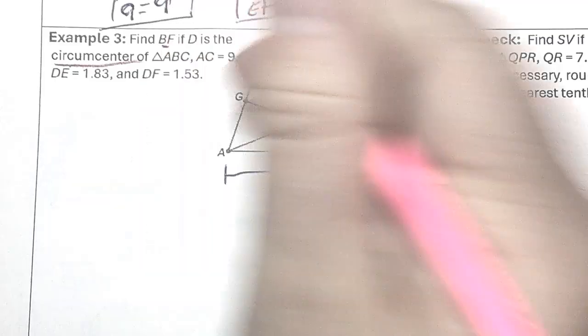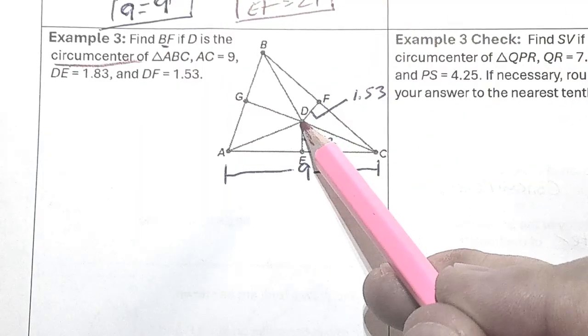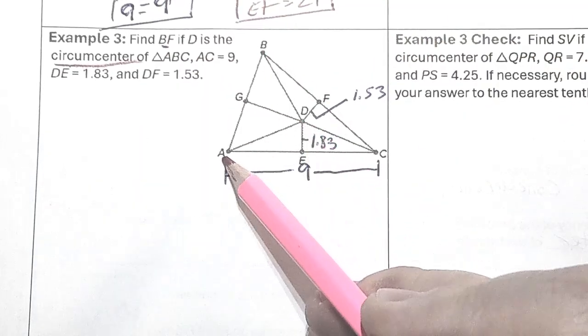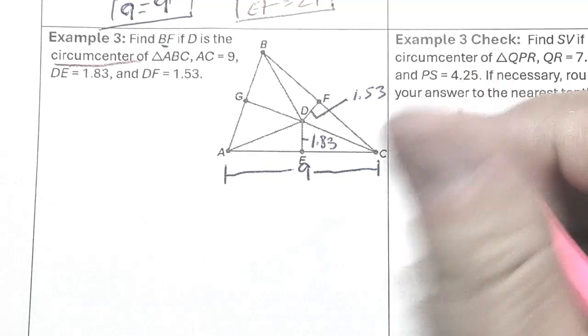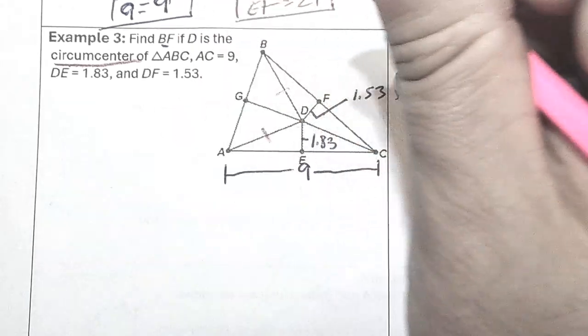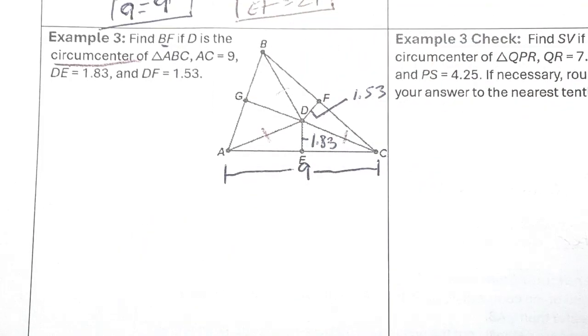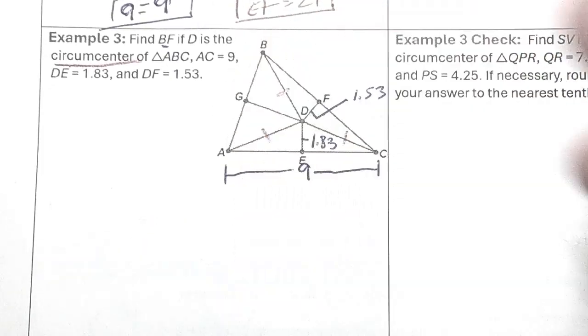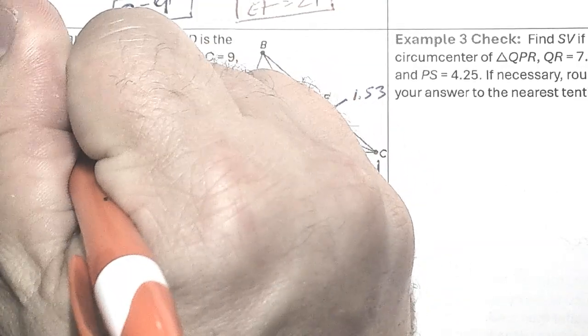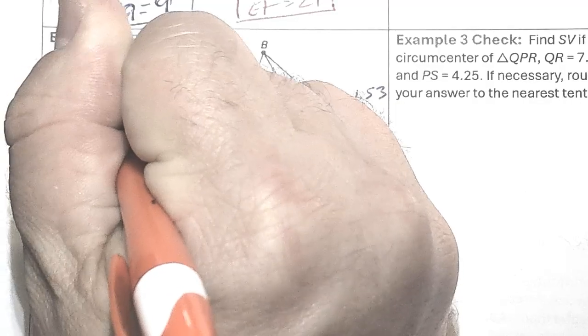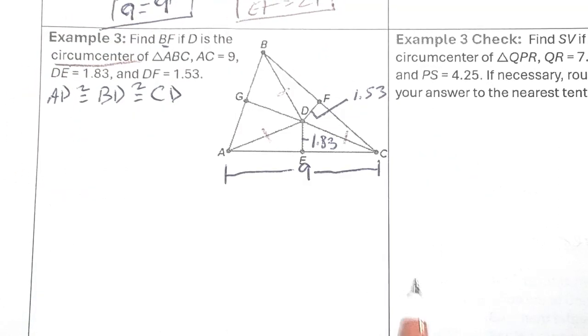So if D is the circumcenter, remember the circumcenter is equidistant from those vertices. So AD, BD, and CD are all congruent. So AD is congruent to BD, is congruent to CD. That's because that's the circumcenter. All right, we're all on the same page.